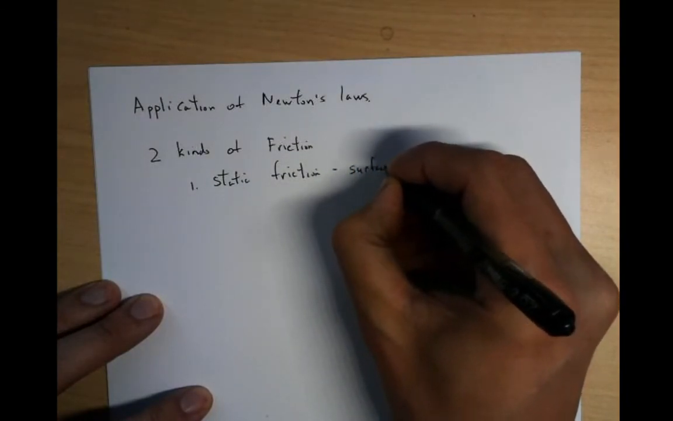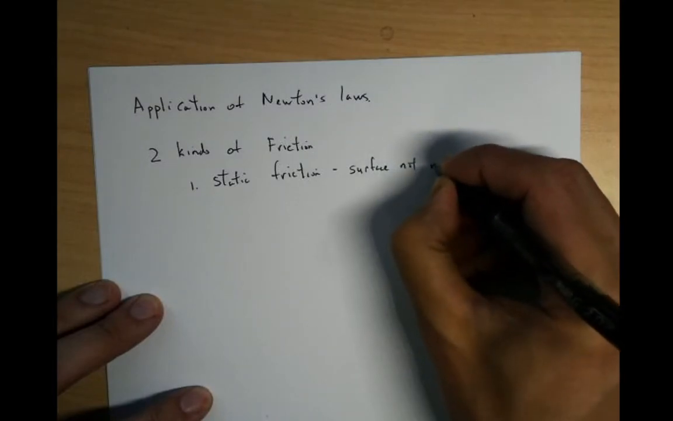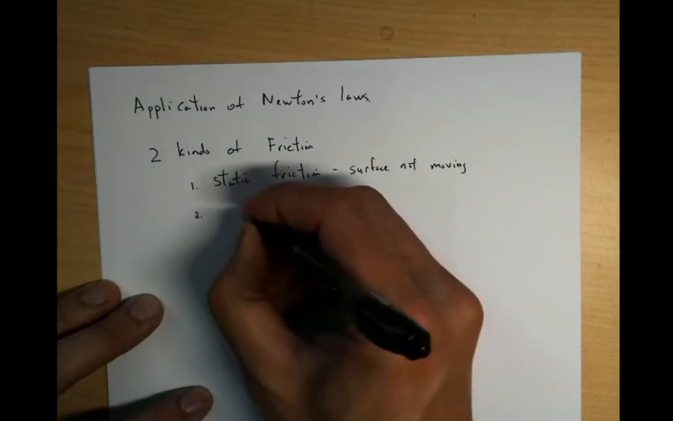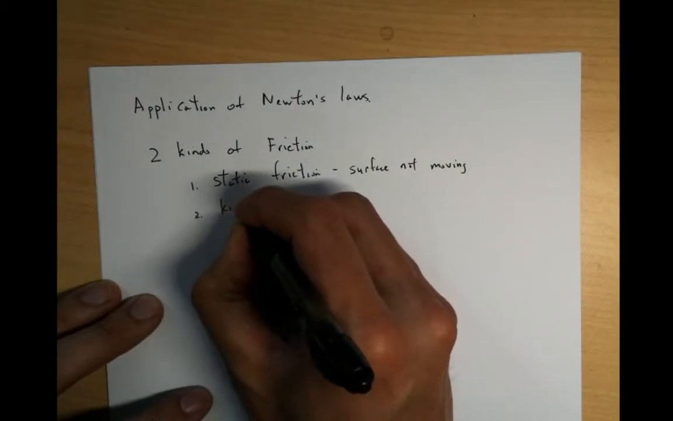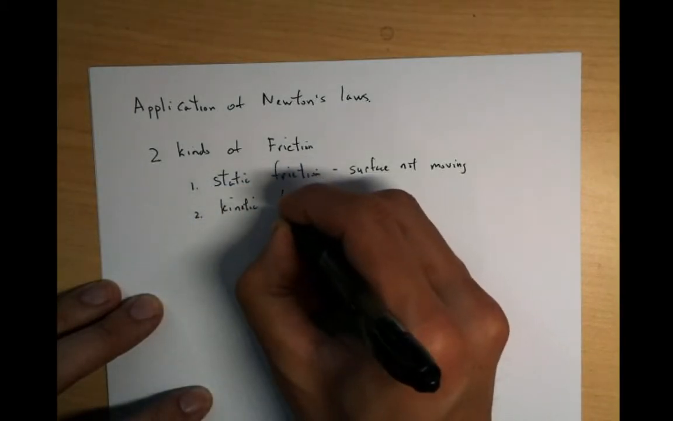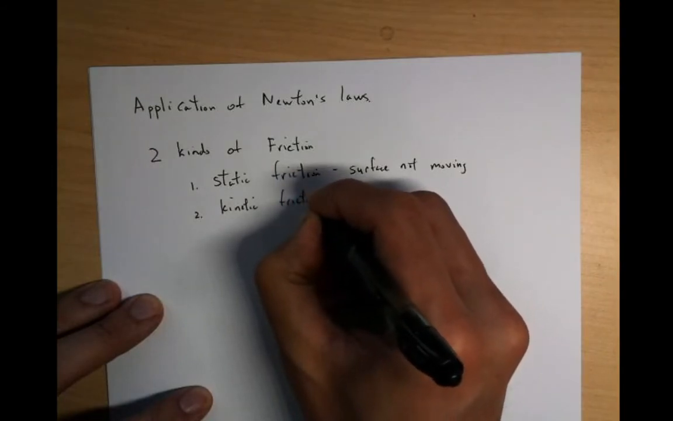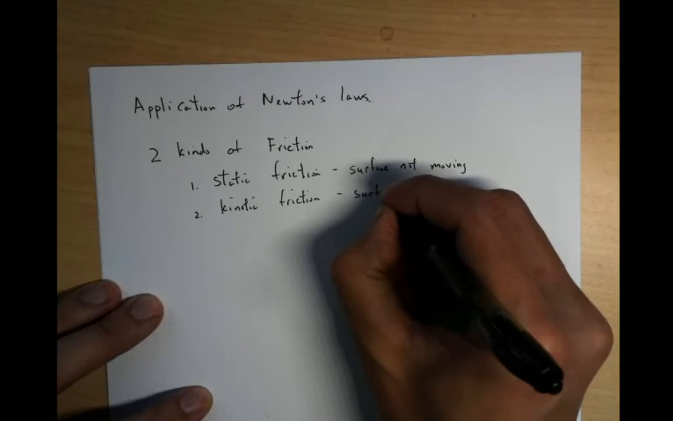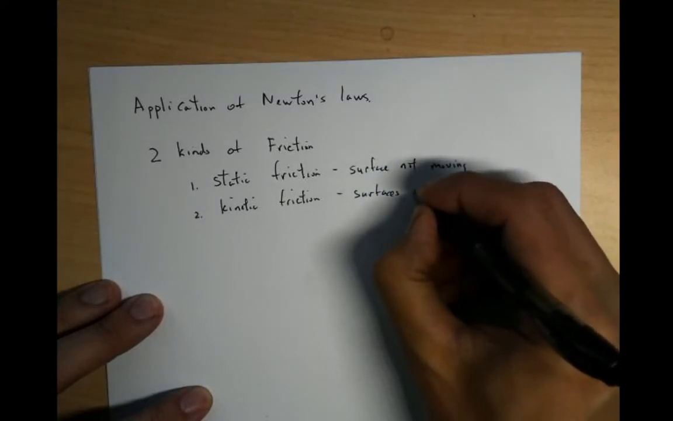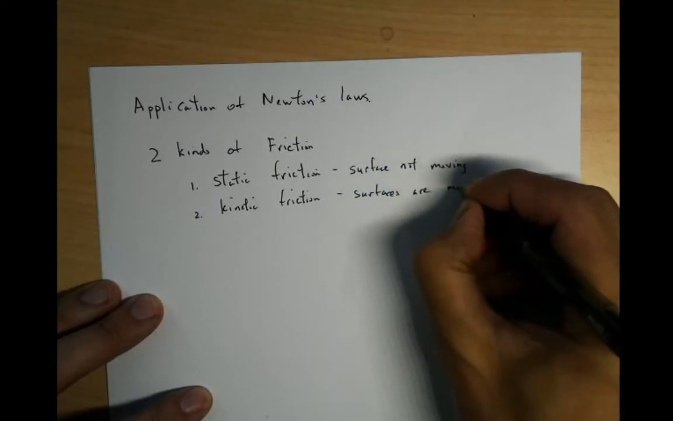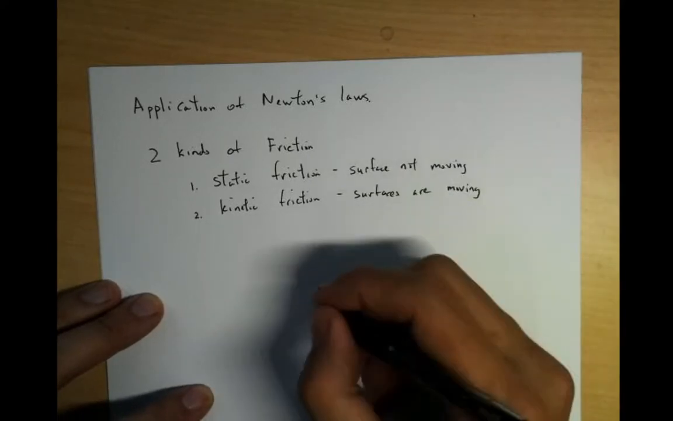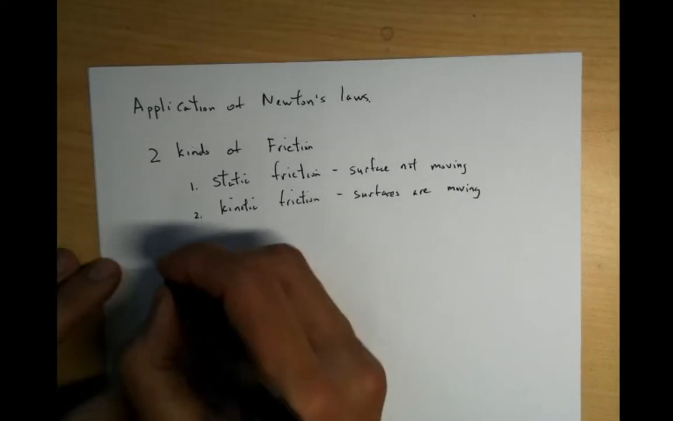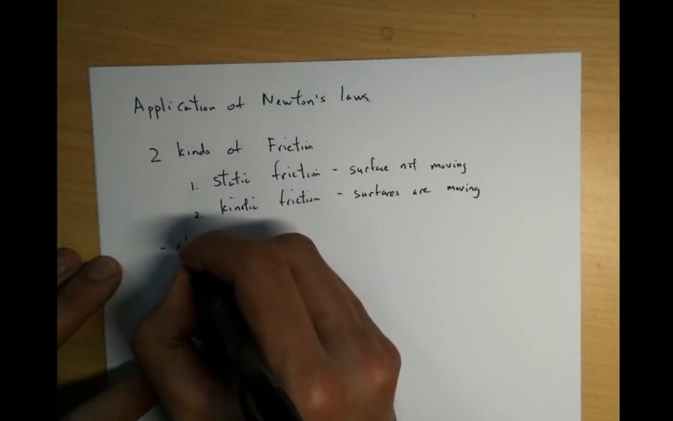Static friction is when surfaces are not moving relative to each other. And then there's kinetic friction, where surfaces are moving relative to each other. The way it works is that friction always opposes motion.